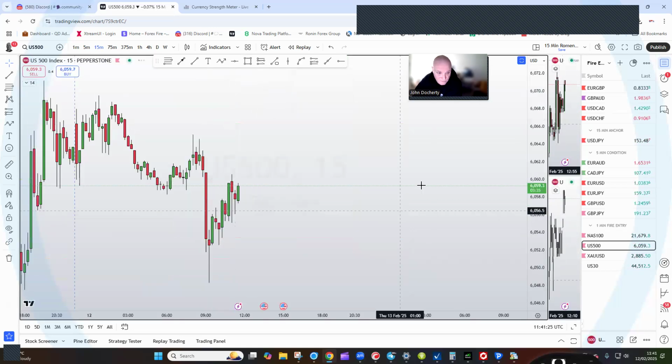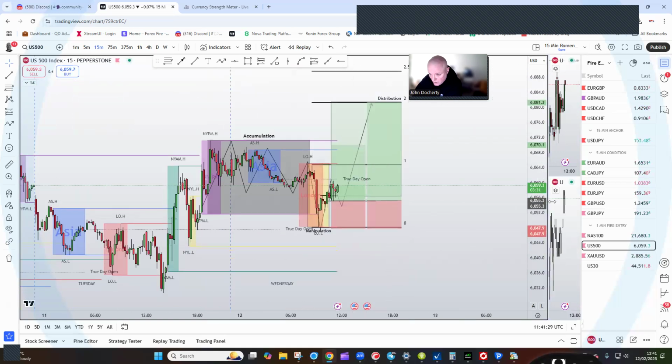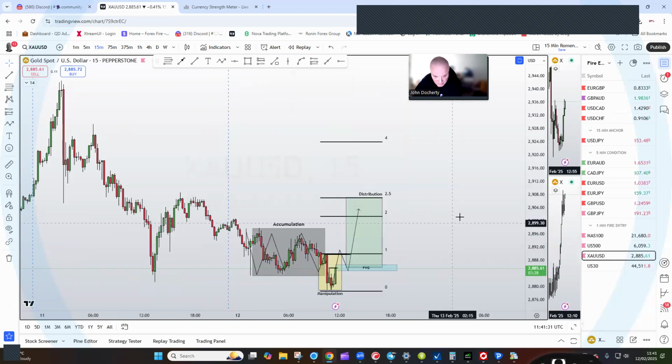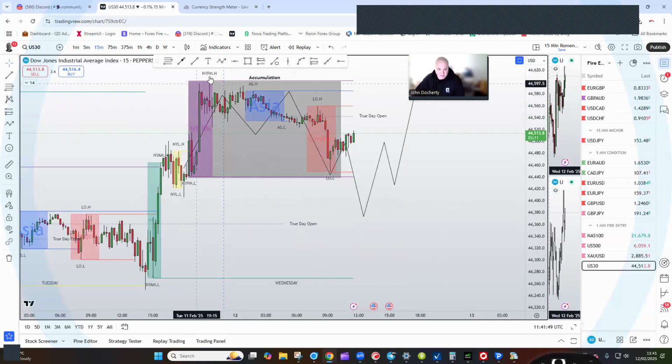The US 500, again, we are heading into nice profits on this as well. The gold, we are waiting for the market structure shift. Accumulation, manipulation, we're waiting for the market structure shift to come up to show us its hand, and then we can see there's an FVG comes into play with this. You see how the mechanics is following a good path there, and then we've got the US 30, which again, it's just struggling in the accumulation phase at the minute.